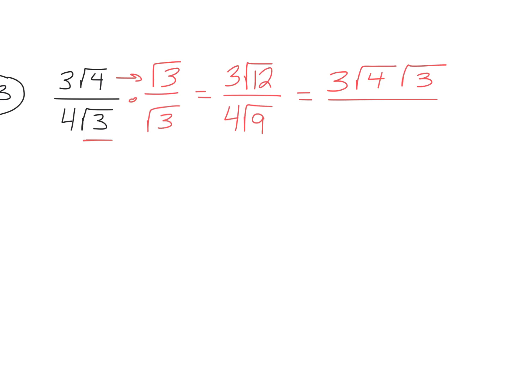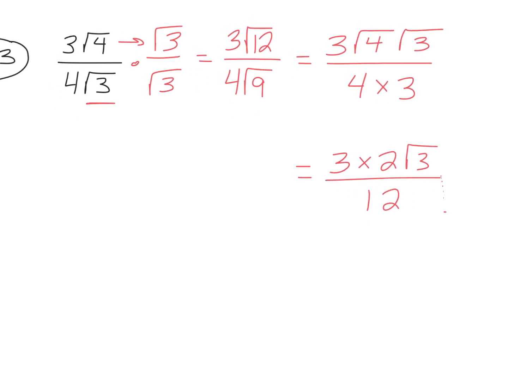What about the bottom? What's the square root of 9? 3. Yep. Right? Keep going on the top. If you want, you could do the whole top and then the whole bottom. Okay, I'm just going to do both at the same time. On the top, I have 3 still. What's the square root of 4? 2. And I still have square root of 3. Bottom turns into 12. Keep going. 3 times 2. 6 square root of 3 over 12.